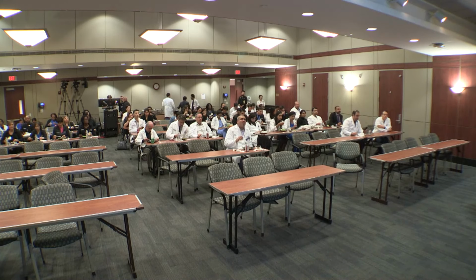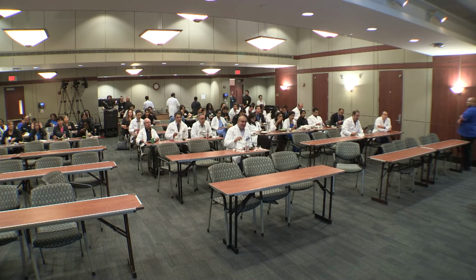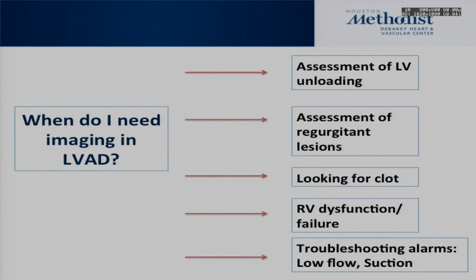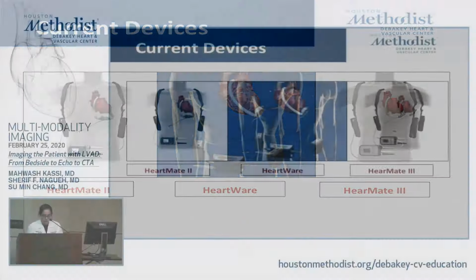Okay. All right. So I've already talked about what I'm going to talk about. Assessment of LV unloading and ramp studies, then assessment of regurgitation lesions, particularly aortic regurgitation, looking for a thrombus, and I assure you, you will not find one. RV dysfunction and RV failure, and then some troubleshooting, some alarms. And as I mentioned, I'm going to go over some of the updates in the literature.